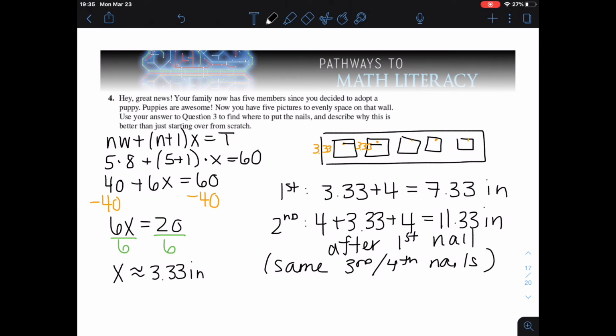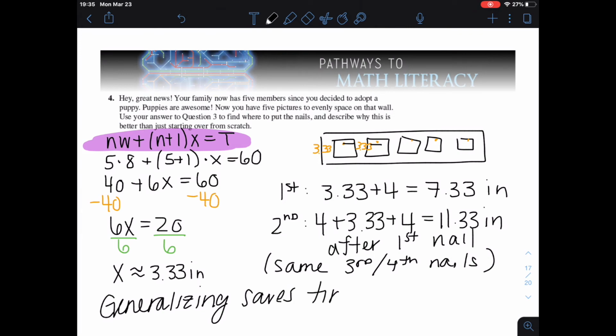So this is much better than starting from scratch because I didn't have to repeat this process over and over. I could just take this formula that generalized the problem and plug in these new values. So generalizing saves time. So we don't redo work.